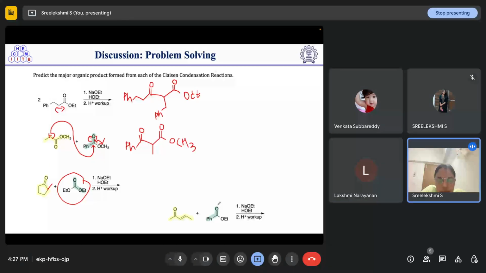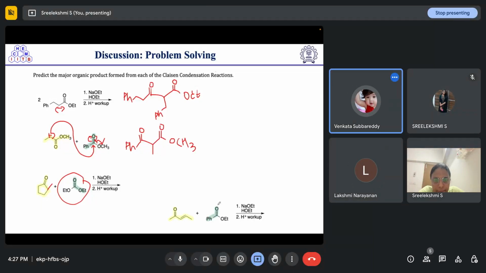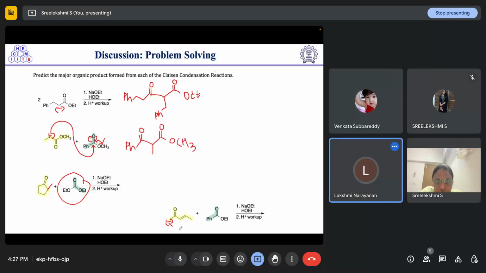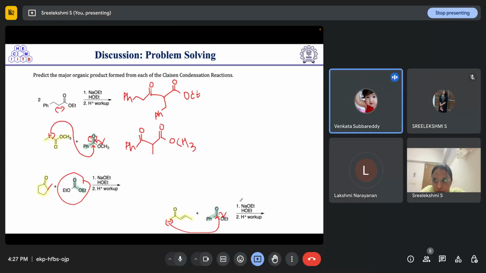So here which one will be abstracted? That CH3 is there, that one. So here alpha hydrogen. Then it will attack here, OEt will eliminate. So what will be the product? PhCO, CH2, C double bond O with methyl. So Ph, C double bond O, then the CH2, C double bond O, and this group.